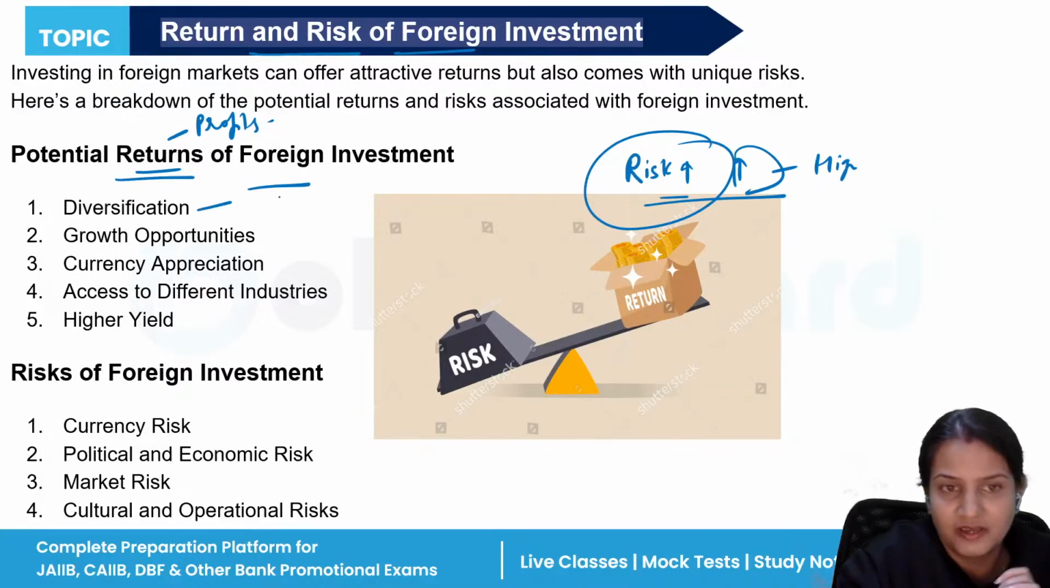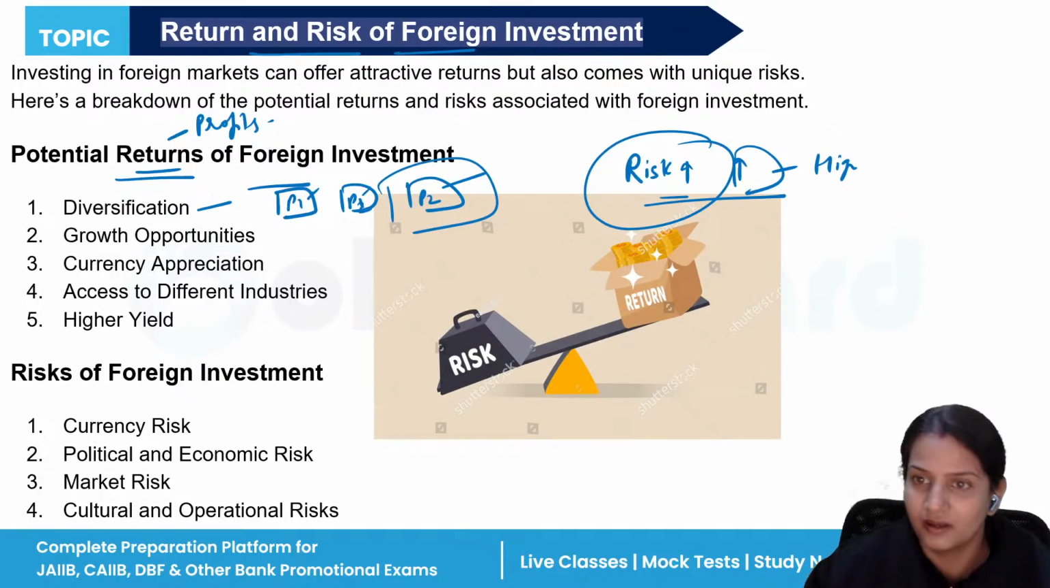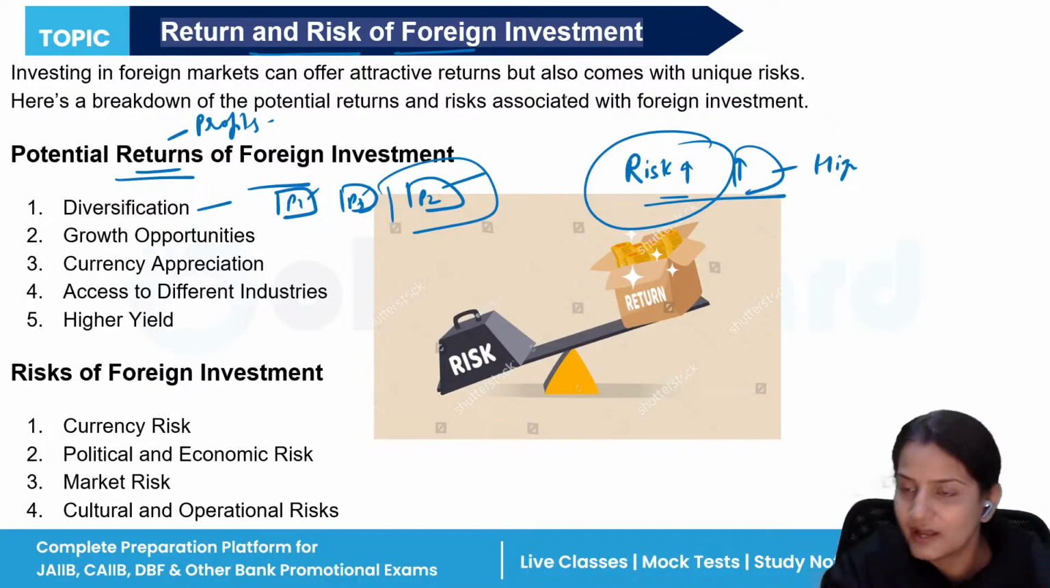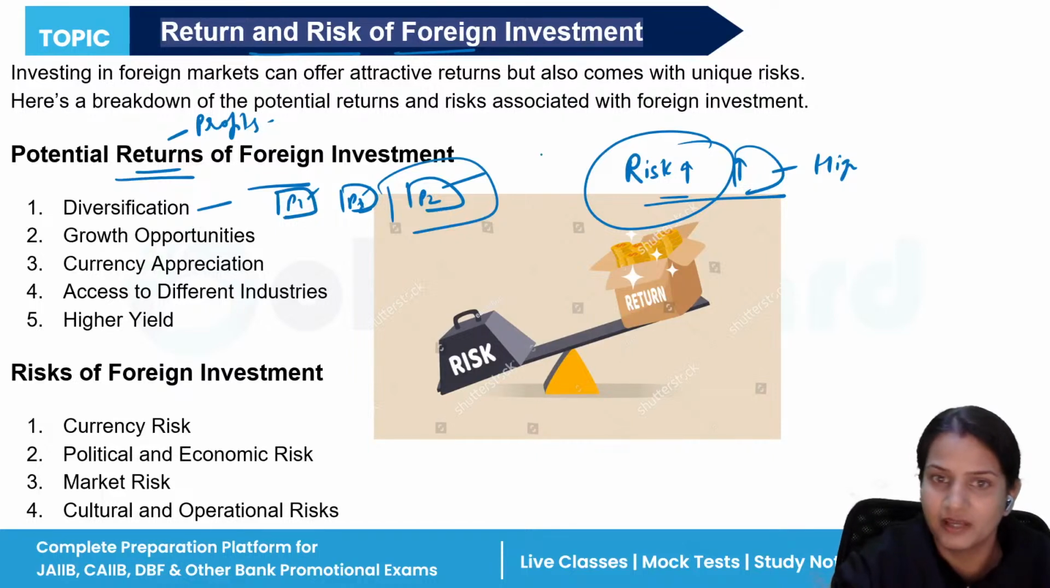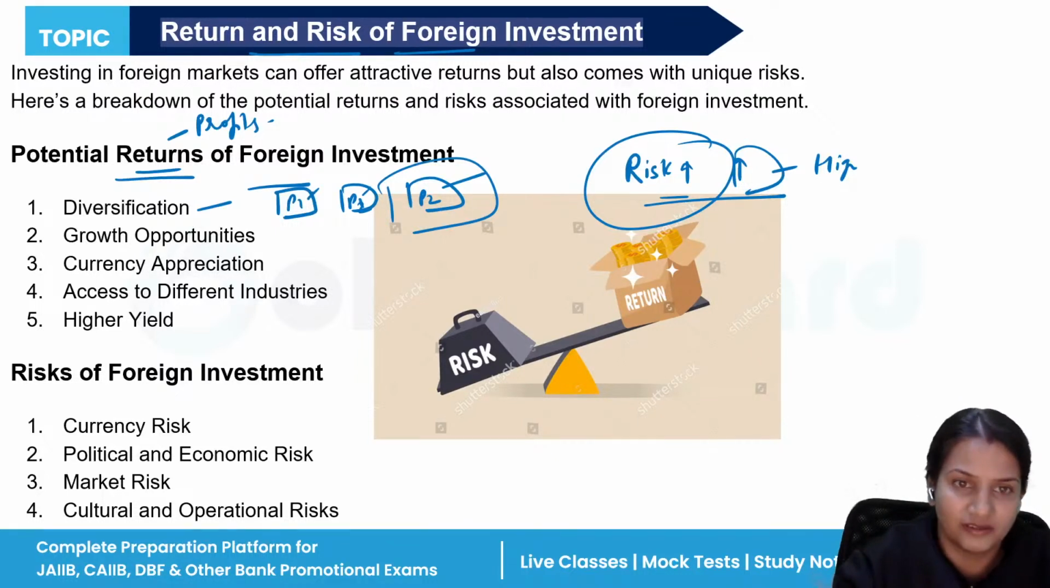First is diversification. If you're investing in different projects of a foreign country, the risk will be diversified. Suppose from this project you're not getting a good return, but from this project you will definitely get a good return. It is not possible that every project will give you negative returns. There might be some projects which will give you negative return, but most of the projects will give you positive return, because you have analyzed those projects and studied properly, then only you have invested. So the risk is diversified. There are chances of less risky projects.